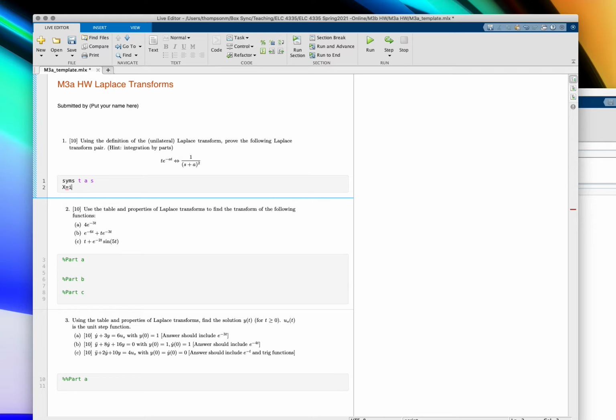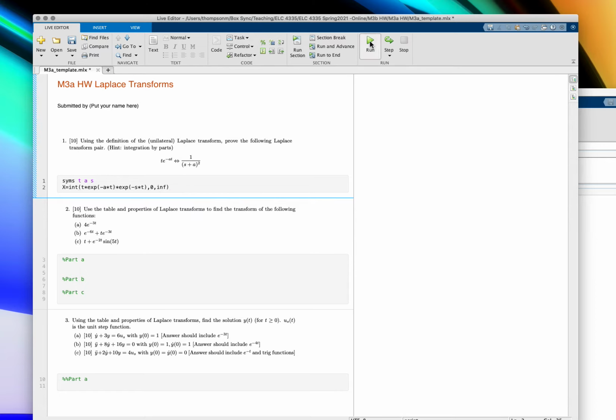the Laplace transform is going to be the integral, according to the definition. So int stands for integral in the symbolic toolbox. And then I put in the integrand, and then I put in the limits of integration. So the definition of the Laplace integral is the integrand. I put in the function, and then I multiply by e to the minus s t. Then I put in the limits of integration. That's going to go 0 to infinity.